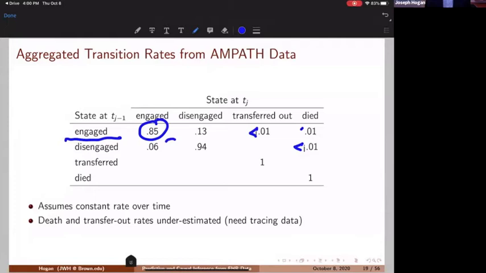So you've got about an 85% retention rate from visit to visit. About 13% were disengaged, and about 1% of those who were engaged died. If you were disengaged previously, then you had a 94% chance of being disengaged the next time we took a look. So this is sort of an issue. Once you drop out of care, it's not likely that you're coming back. And this is a problem that a lot of care programs would like to solve.